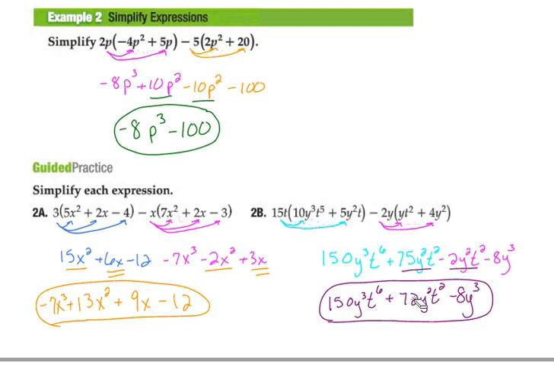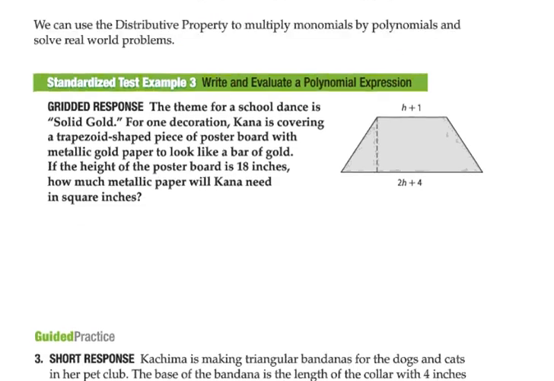in order to actually get 73y squared t squared. Okay, now let's move on to a geometry type of problem.